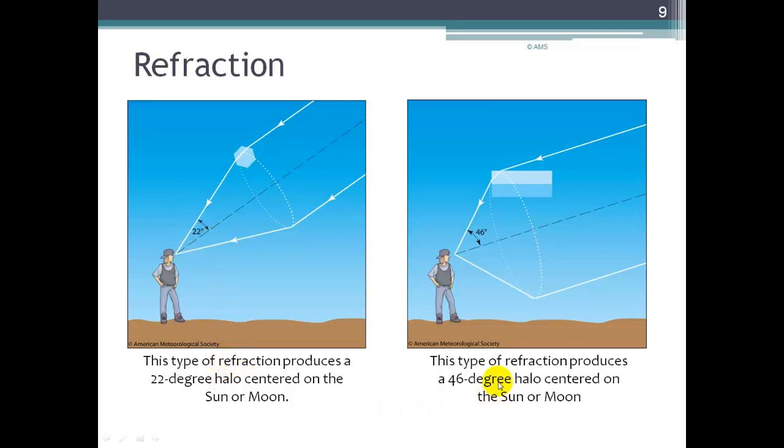There's also another type of refraction for halos that can happen with an ice crystal that is more tubular, rectangular, and it's lying flat like you see here. It's the same principle. The sunlight's coming in, it meets this ice crystal, and it bends the light. But this time it bends it at a greater angle, 46 degrees. So we're going to see a slightly different kind of halo.